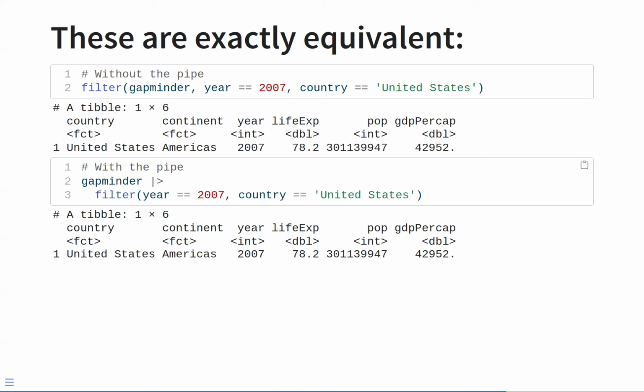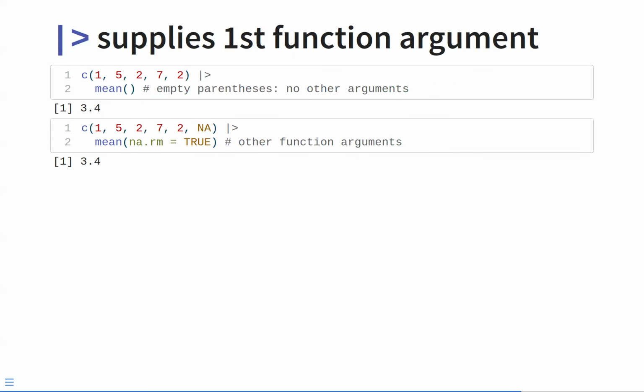I can do exactly the same thing with the pipe. In fact, you've seen me do that earlier in this lecture. The only difference here is I no longer have to supply that first argument to the function filter. Or rather, I am supplying it, but in a different way. So gapminder pipe actually pushes the gapminder tibble into the function filter as its first argument. The pipe supplies the first argument of a function. That's what it does, and that's basically all that it does.